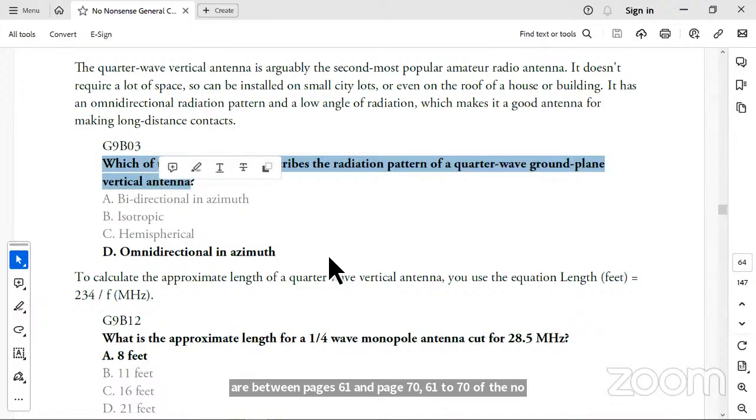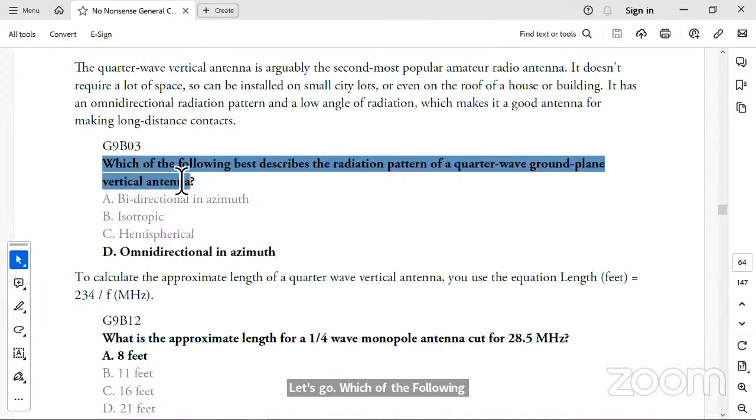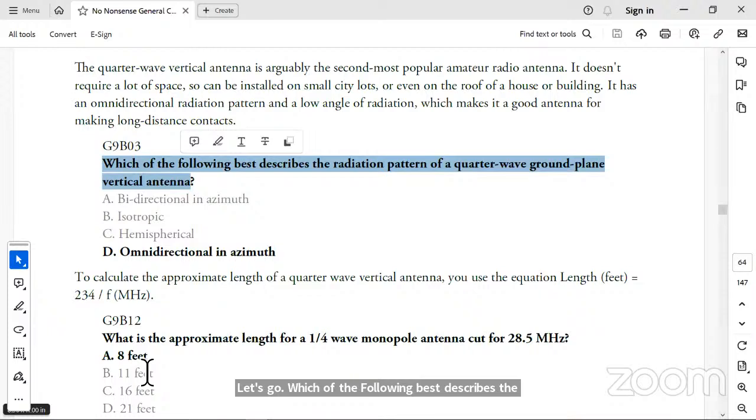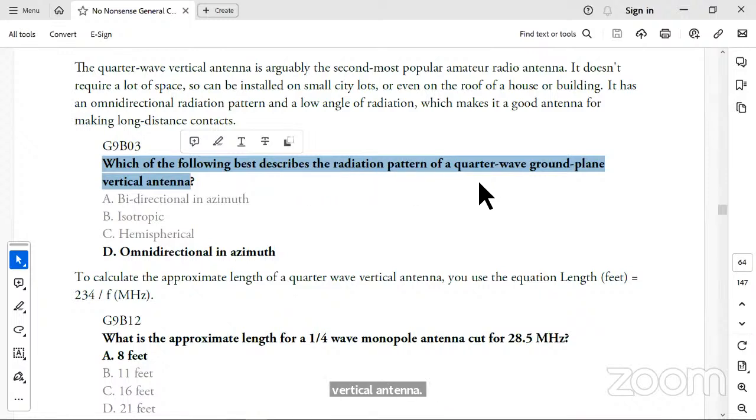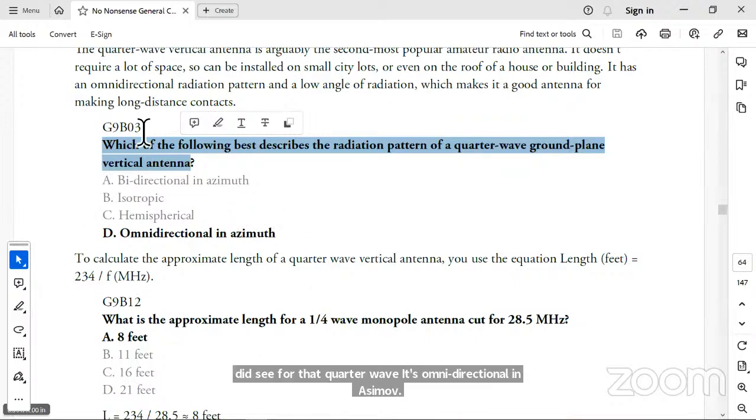Let's go. Which of the following best describes the radiation pattern of a quarter wave ground plane vertical antenna? So what they're asking us, the radiation pattern of what type of antenna? Quarter wave ground plane vertical antenna. We did say for that quarter wave, it's omnidirectional in azimuth. In other words, 360 degrees all around.